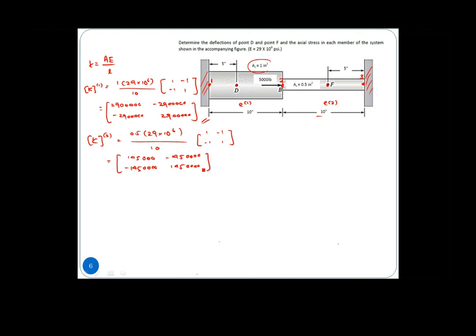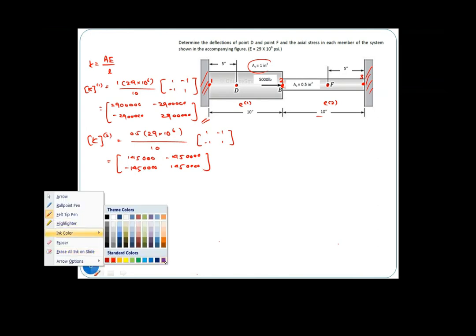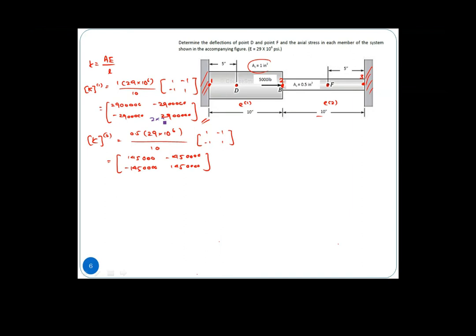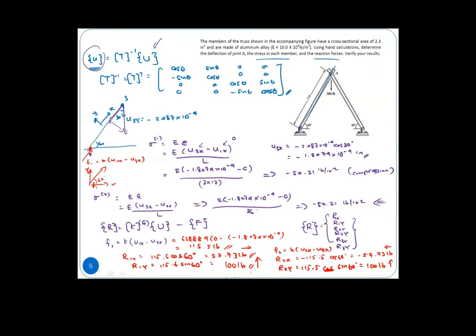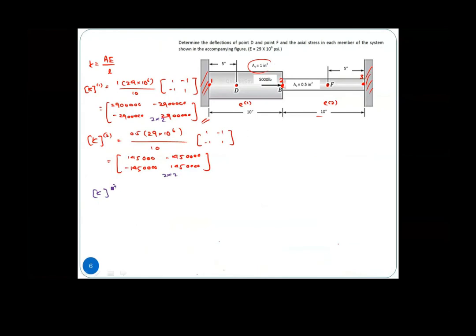All right. So this is 2 times 2. This is 2 times 2. This is 2 times 2. So sharing the node number 2, right? So then we have a K global, which will be a 3 times 3 matrix.